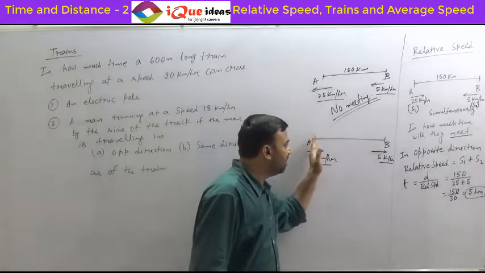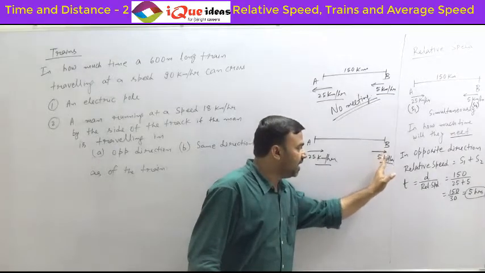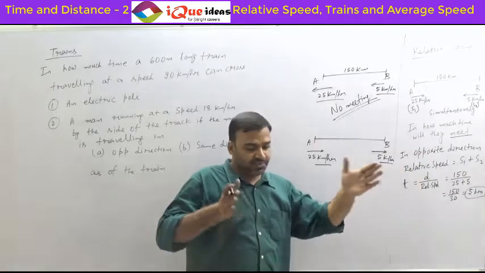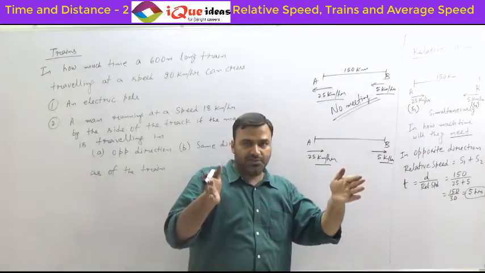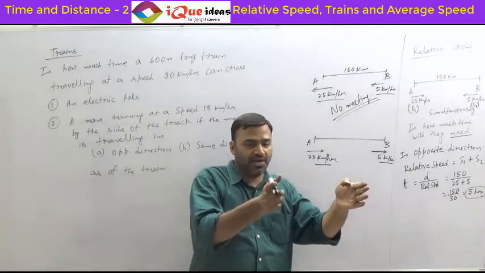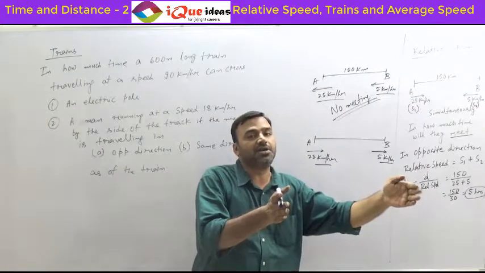That means in 1 hour he will reduce the distance by 25 kilometers. But in 1 hour this person will increase this distance by 5 kilometers. So the distance between them in the initial situation was 150. This person has reduced it by 25, so after 1 hour it will be 125. No, this person has increased by 5. So it is effectively 130.